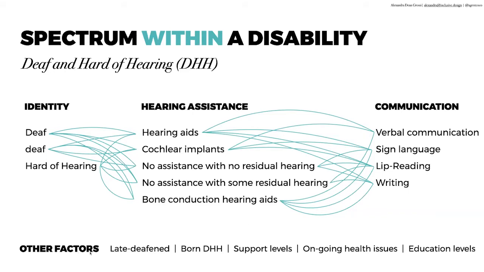And then there are other factors too, like whether a person was born deaf versus deaf later in life. It's a big difference, because if you've acquired language at the appropriate age, it's very different than if you had to learn how to speak as a deaf person. So that's a very big difference. And then the support level, ongoing health issues, because many people who are deaf also have other disabilities. Don't assume that one person who has one disability doesn't have others. And the levels of education.